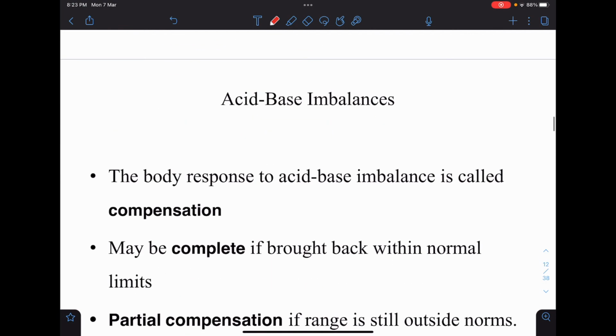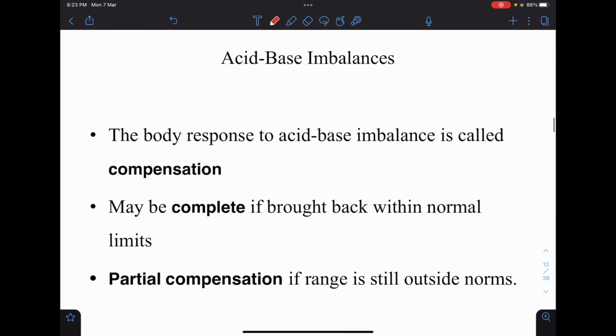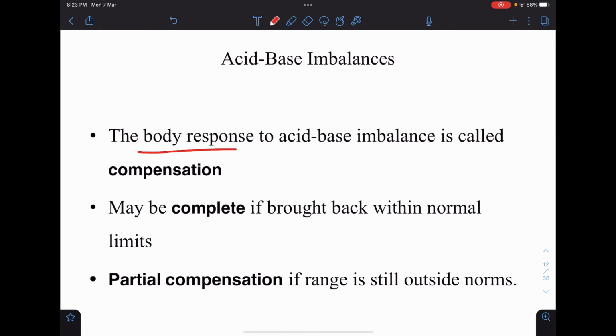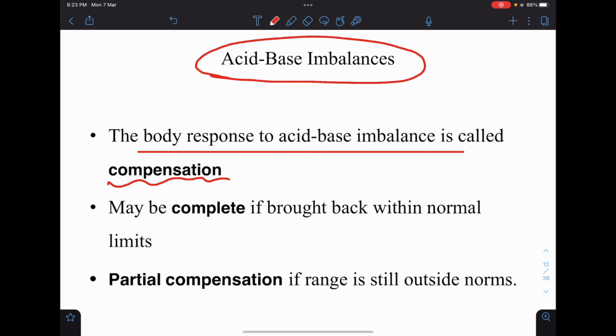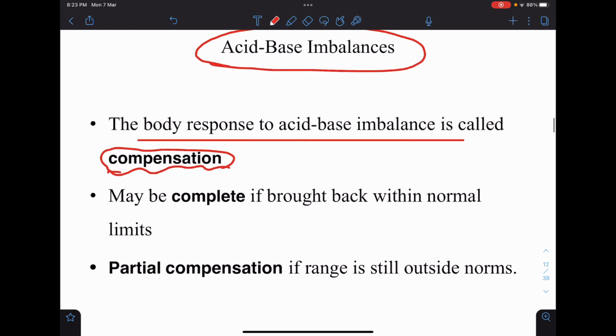Now, if we talk about acid-base imbalances, the body's response to an acid-base imbalance is called compensation. That means whenever there is any imbalance between acid and base, our body tries to compensate for it. That is known as the compensatory mechanism, or compensation, and there comes the function of buffers. It may be complete if pH is brought back within normal limits. Compensation can be complete if the physiological buffer system and chemical buffer system are functioning very well, and then the pH can be brought back within the normal range.